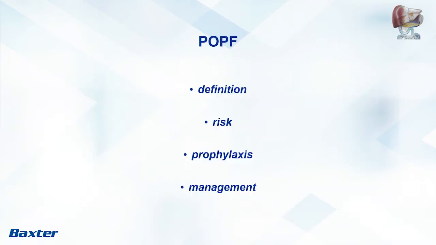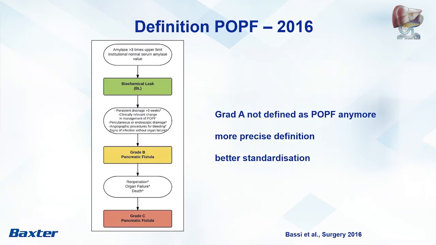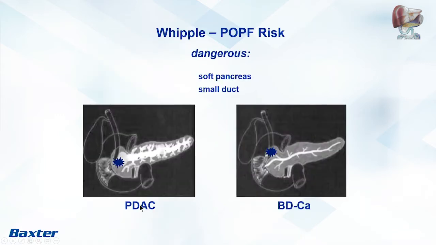Now, we have definitions, we have risk factors. We think about prophylaxis for POP. And of course, we need to talk about the management of all of this. Now, the definition I don't need to mention. Everybody knows this revised definition by Claudio Bassi and his group from 2016. We only talk about fistulas when we have a change in clinical management, type B, or when we have reoperation, organ failure, or death, then this becomes a grade C fistula, of course.